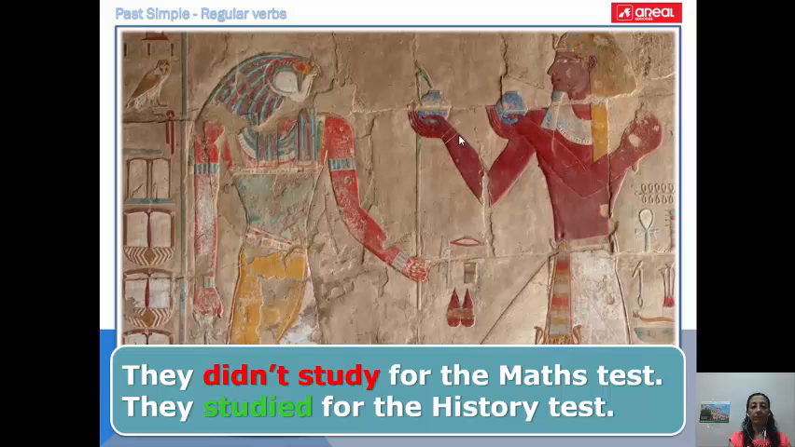An example, they didn't study for the math test. They studied for the history test. Didn't study, this is a negative sentence of the past simple, and studied is the affirmative sentence for the past simple tense.